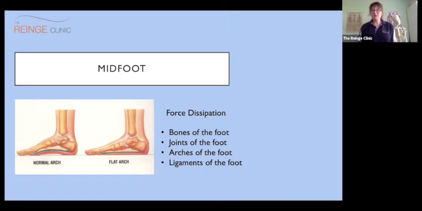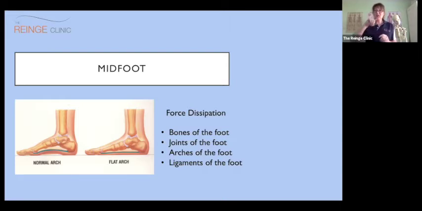So the midfoot, the whole point of the midfoot of the body is for force dissipation. You dissipate force through the bones of your foot. They move, they twist, they create a flattening of the arch. The joints of the foot allow force to dissipate.